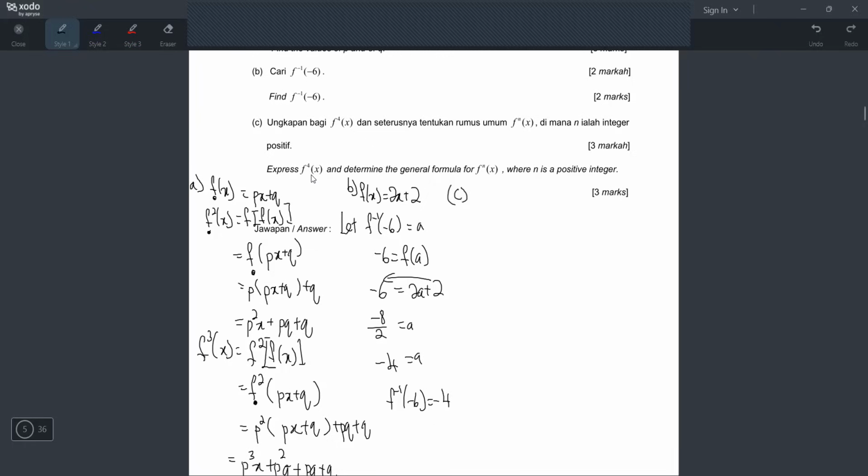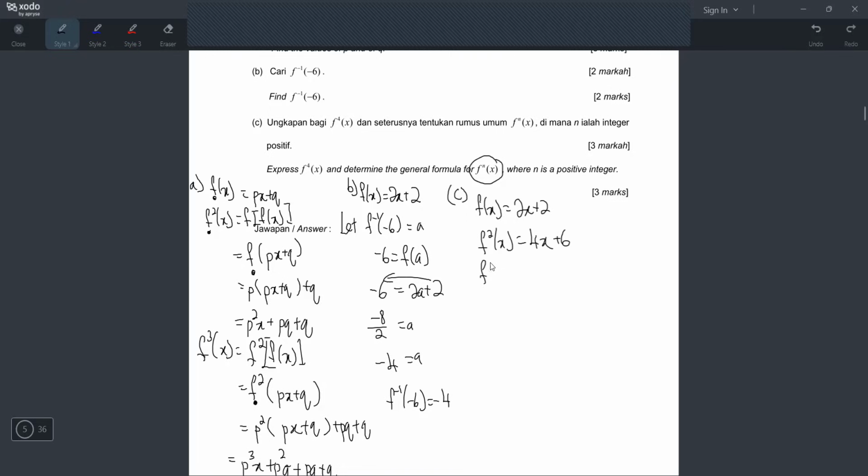Okay, soalan C. Express f power 4x and determine the general formula for f power nx, where n is a positive integer. Okay, we already have fx, f square x, f power 3x. So we can write down all the answers. So fx is 2x plus 2, all right? And then what about f square x? F square x is this, right? But we already know p and q is 2, so it will be 2 square, which is 4x, all right? And then what is pq plus q? Well, p and q, they are both 2, so 2 times 2 plus 2. 2 times 2 is 4, 4 plus 2 is 6, so this is 4x plus 6.